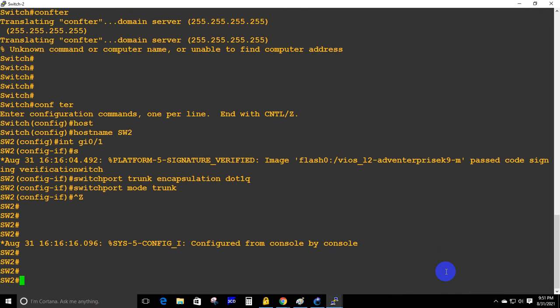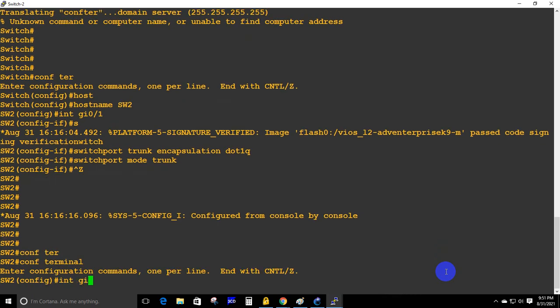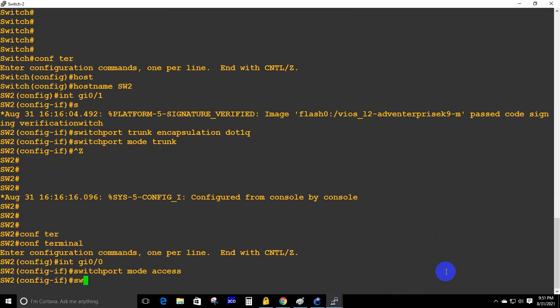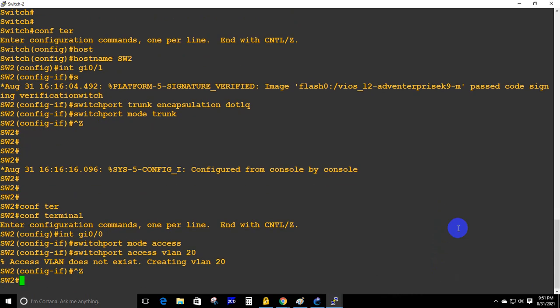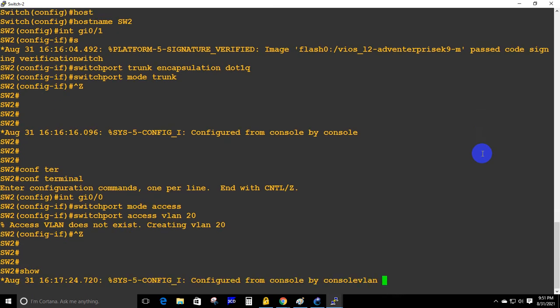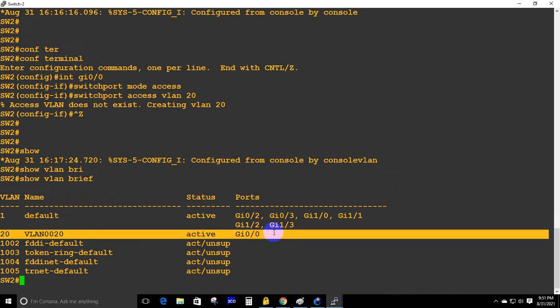In switch 2, interface GI 0/0, switchport mode access, switchport access VLAN 20. Show VLAN brief. Clear? Yes, sir.